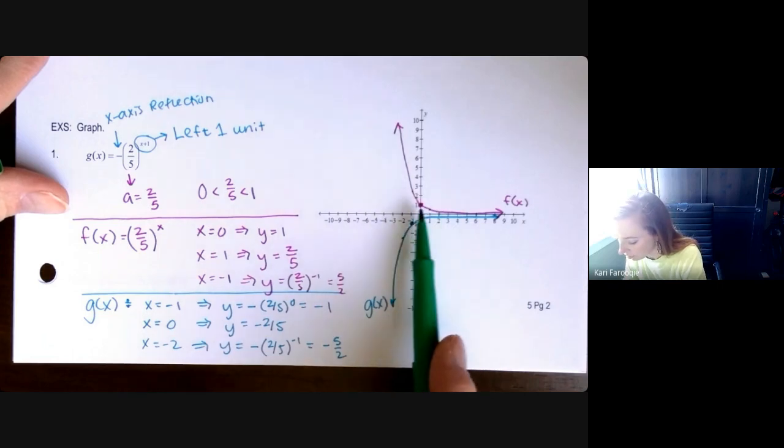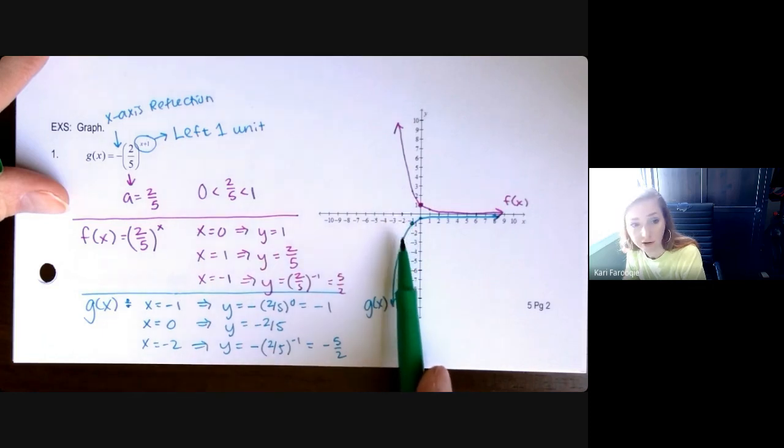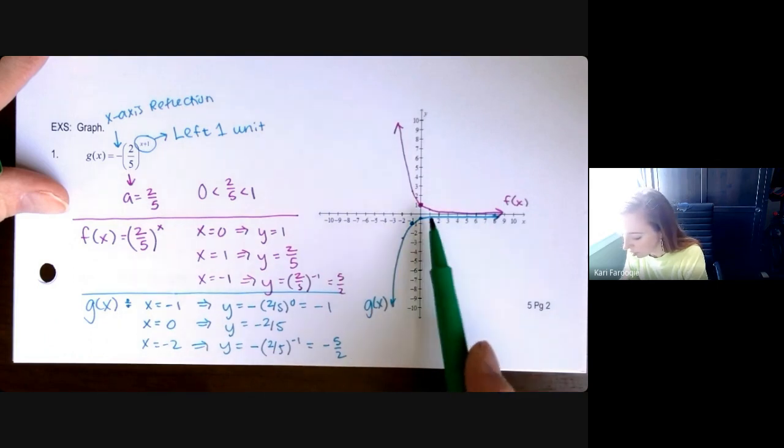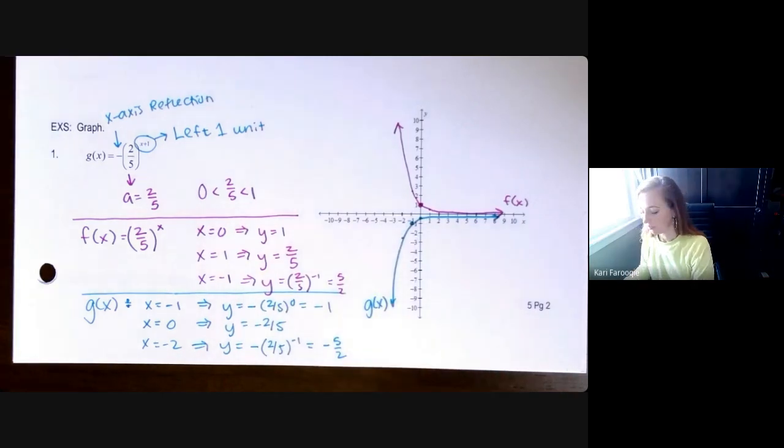So we had a point here at (-1, 2/5). Well, we move it to the left 1 and we reflect it, and there it is. We had another point that was at (1, 2/5). Well, we move it to the left 1 and it hops down over the x-axis. So you can see that reflection and shift.